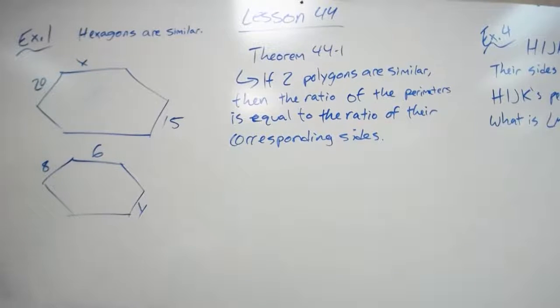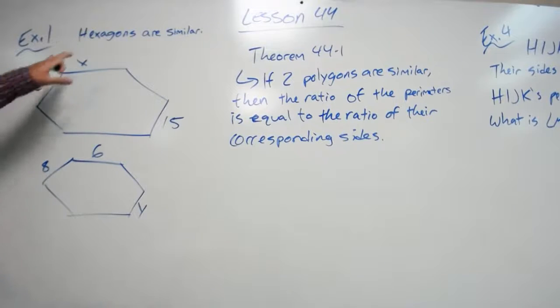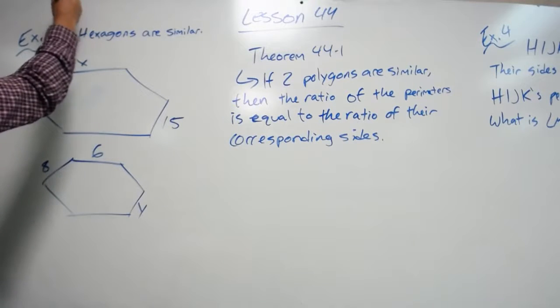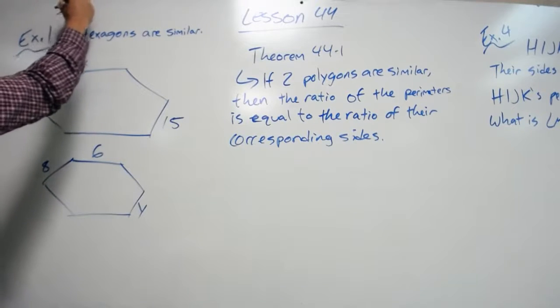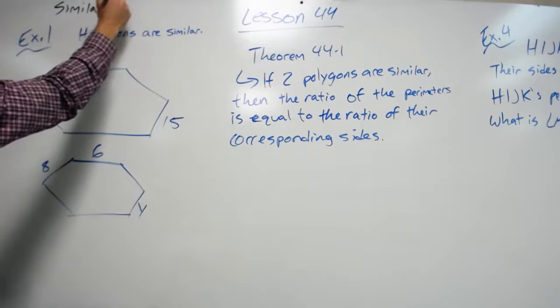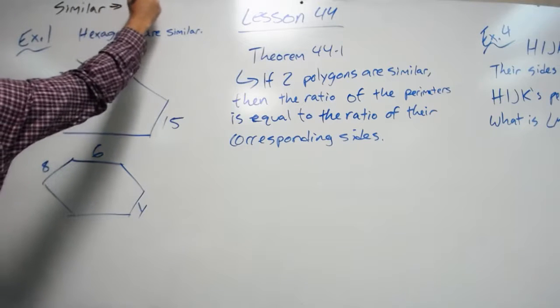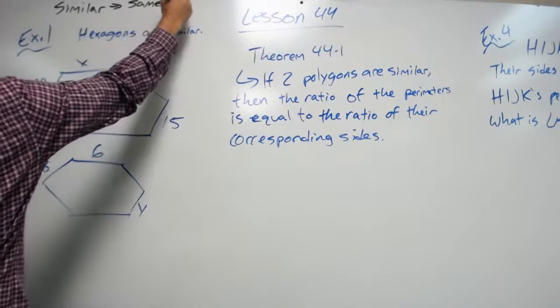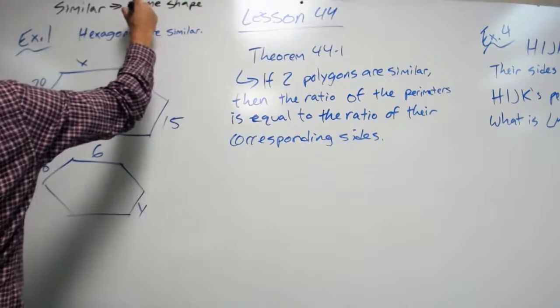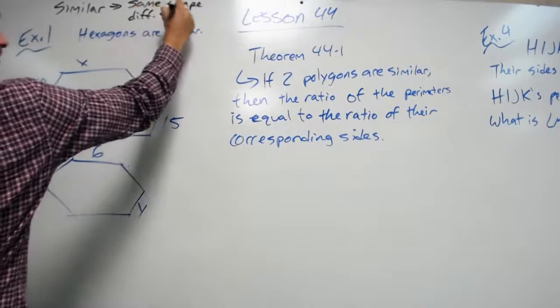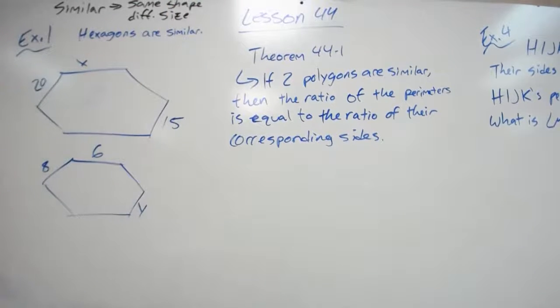We're going to continue to look at similar polygons and applying similarity. In example 1, it says the hexagons are similar. So what we've said in the past is if shapes are similar, then that means they're the same shape but different size. Same shape, different size. And so we're going to apply that here. We have two similar hexagons.